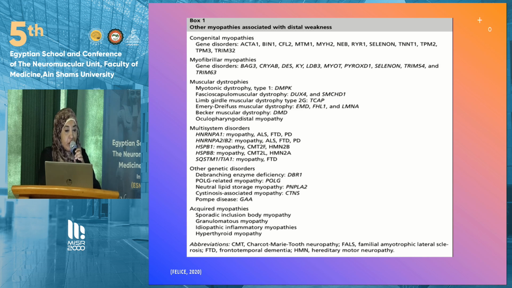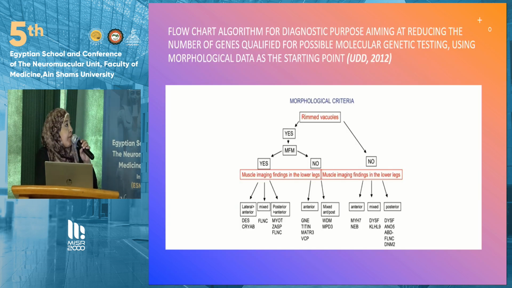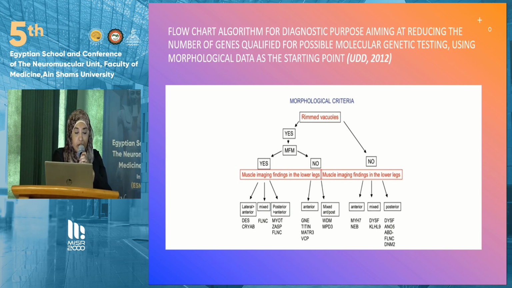This is another classification of differential diagnosis of distal weakness, showing other acquired myopathies. We have many ways of making a diagnostic algorithm. First, we search for the rimmed vacuole in the muscle biopsy, and this algorithm aims at reducing the number of genes qualified for possible molecular genetic testing using the morphological data.